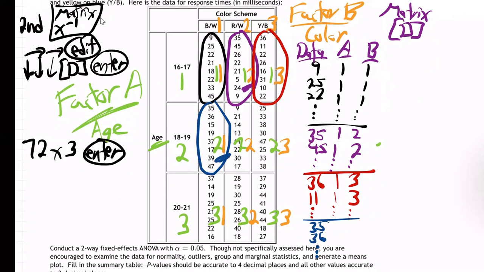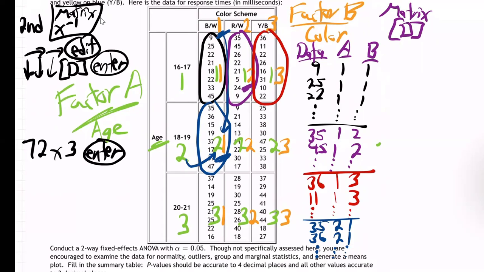And it's going to be what? 2, 1, 2, 1, 2, 1, because it's 2 on the age factor, 1 on the color scheme, etc. Is that making sense? So I'm telling you columns 2 and 3 in your calculator. Just type all 72 data. Make sure your columns 2 and 3 are accurate.